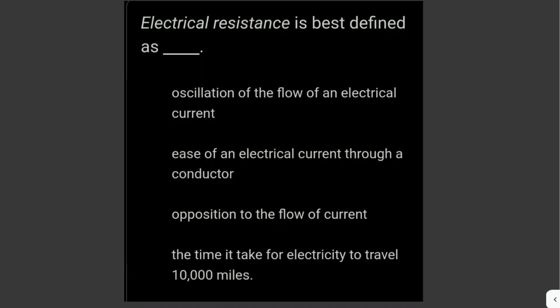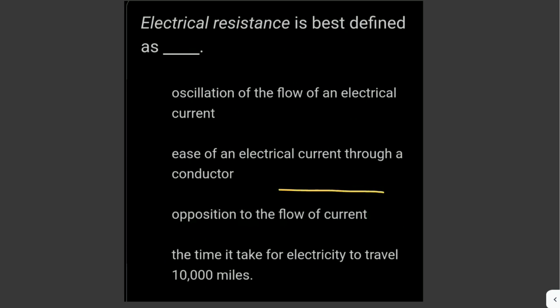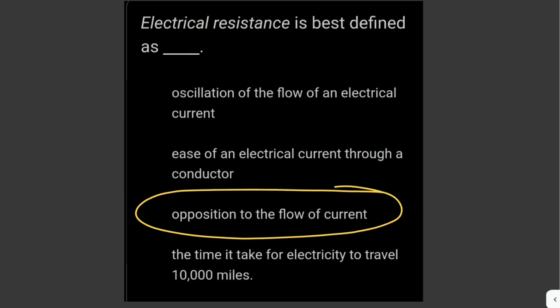Electrical resistance is best defined as: electrical resistance is the opposition of passage of a current through a conductor, while conductance is its reciprocal. So among the choices here, the answer is this one, opposition to the flow of current.